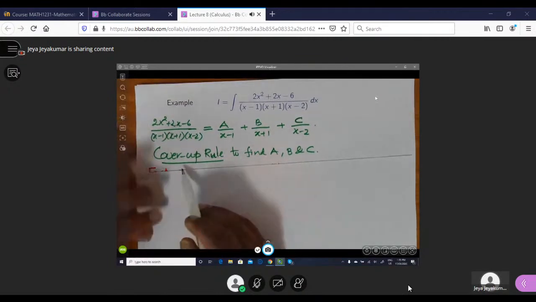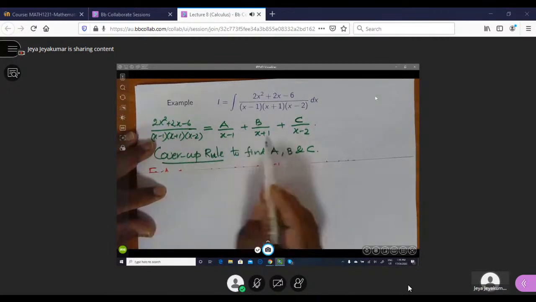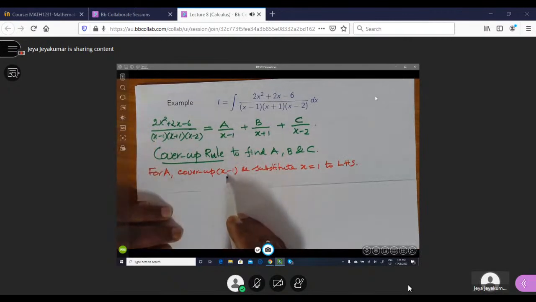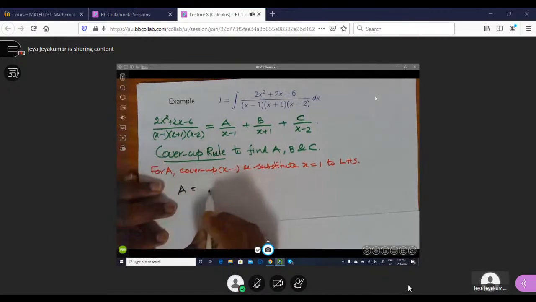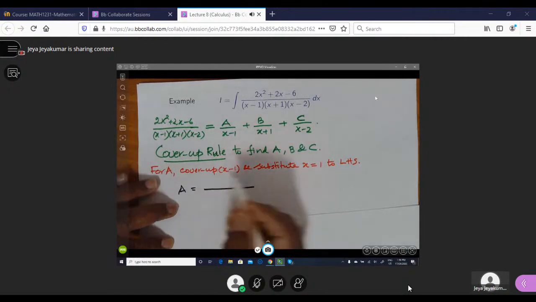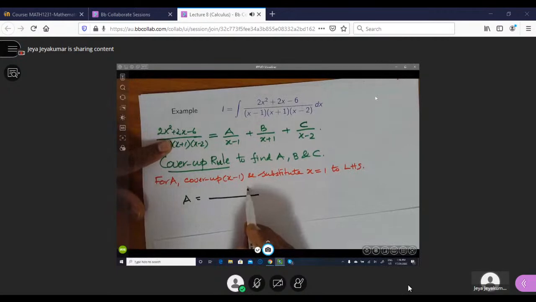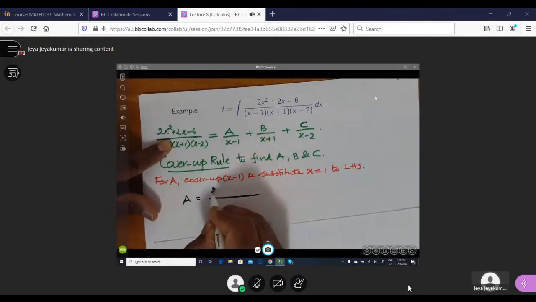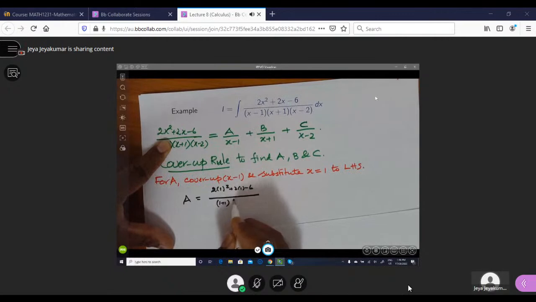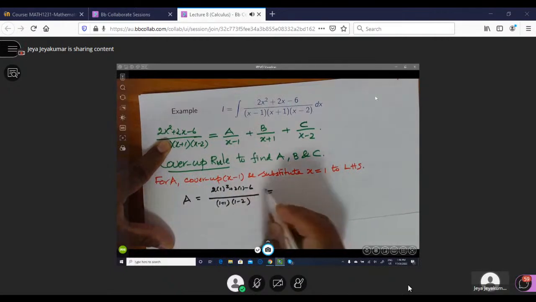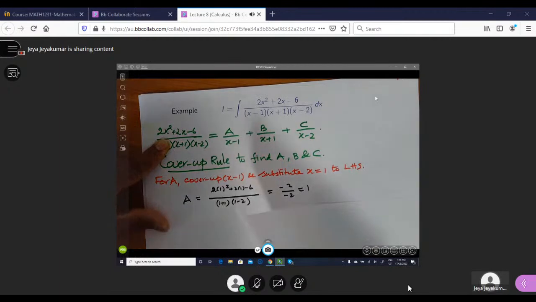The cover-up rule to find a, for example: a corresponds to x minus 1. For a, you cover up x minus 1 and substitute x equals 1 into the left-hand side. So a equals, on the left-hand side, you cover x minus 1 and substitute x equals 1. So 2 times 1 squared, that's 1, 2 times 1 minus 6. And on the bottom, 1 plus 1 and 1 minus 2. That gives you 4, that's minus 2, and here 2 times minus 1, so that's minus 2, that is 1. So a equals 1.